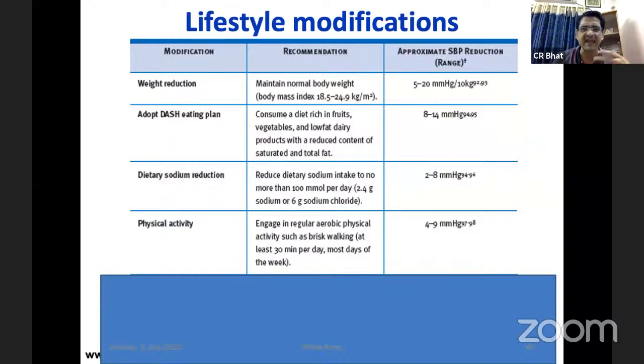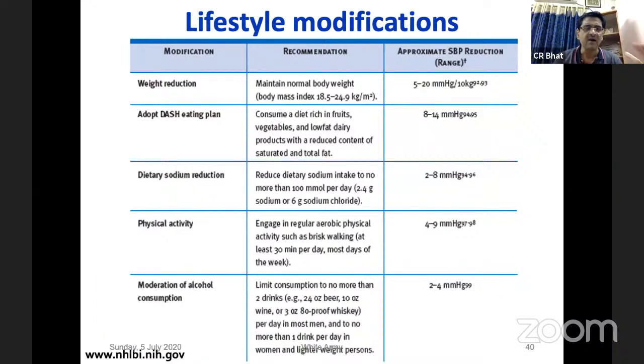Physical activity, engaging in regular aerobic activity and other things, can reduce the blood pressure again. And moderation of alcohol consumption: those who are alcoholics should reduce their alcohol consumption. Now, these are all the set of lifestyle modifications which are recommended for every patient, not only to control the blood pressure, but to prevent hypertension. Even those who are not hypertensive, if you adopt these lifestyle modifications, the development of hypertension can be postponed or prevented. So this has to be adopted for everyone in their life.